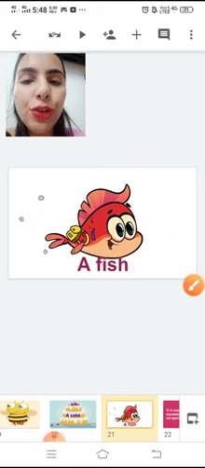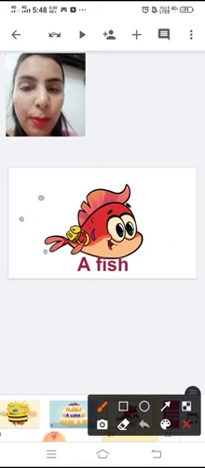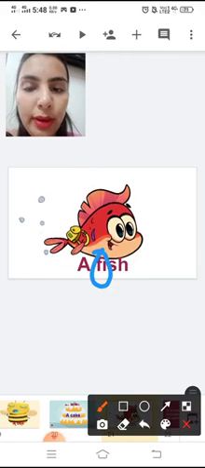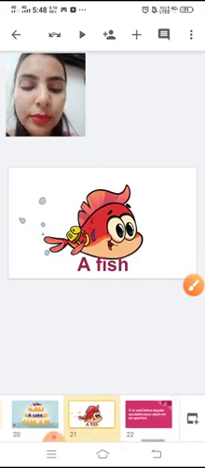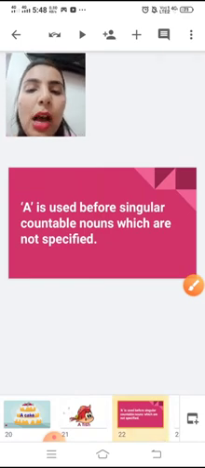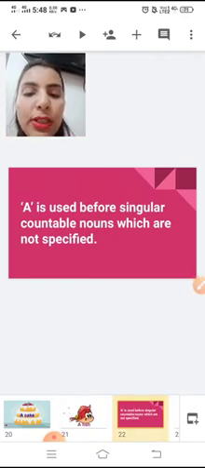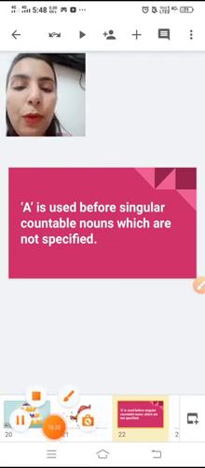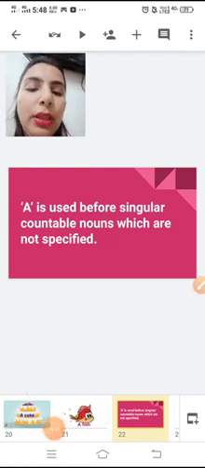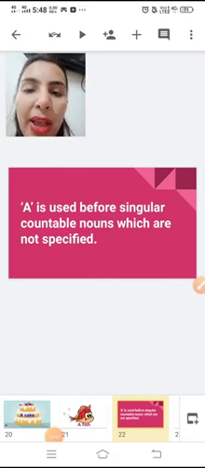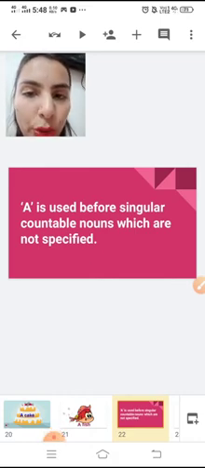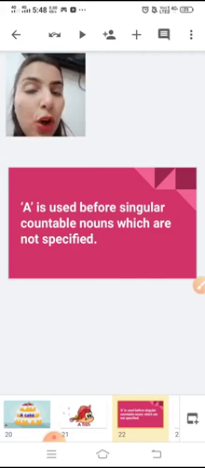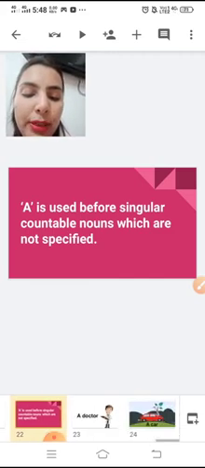Next is a fish. We use A before fish because here again F is a consonant. So here see, A is used before singular countable nouns which are not specified.